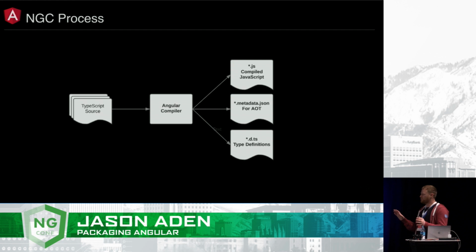So a very simplified version of the ngc Angular compiler process. You've got your TypeScript source code. It runs through the Angular compiler. The Angular compiler delegates some of its work to the TypeScript compiler. And the result is compiled JavaScript code, metadata files, and DTS files. These are the required assets for libraries, okay?